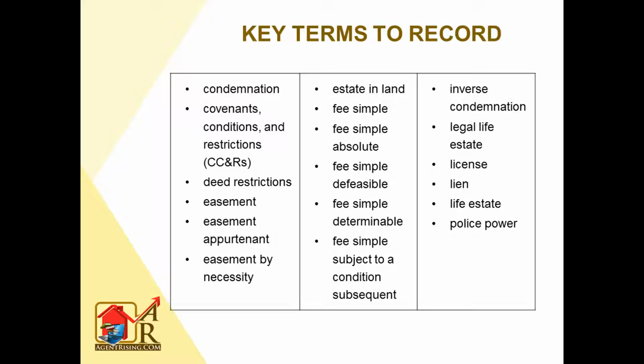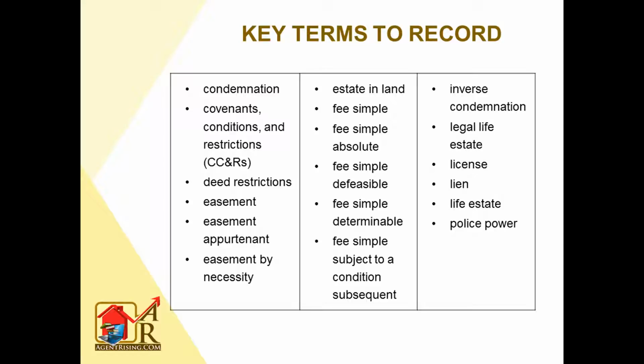Easement appurtenant, the right to use the land of another. We're doing easement first. It's the right to use the land of another for a specific purpose, such as for right of way or utilities, an incorporeal interest in the land because it does not include the right of possession. Okay, easement appurtenant.